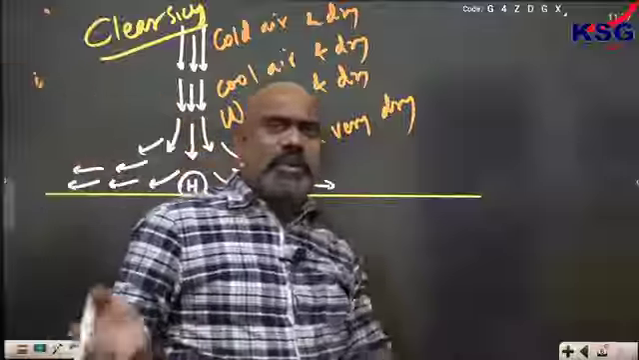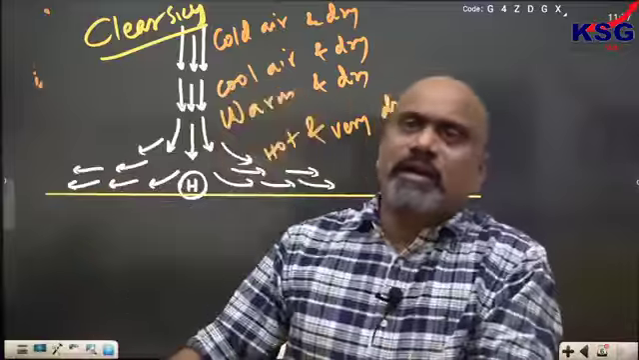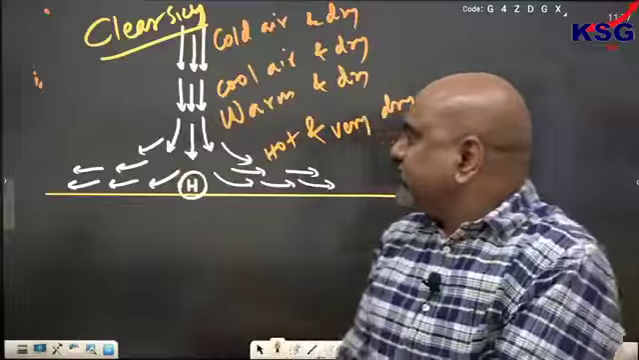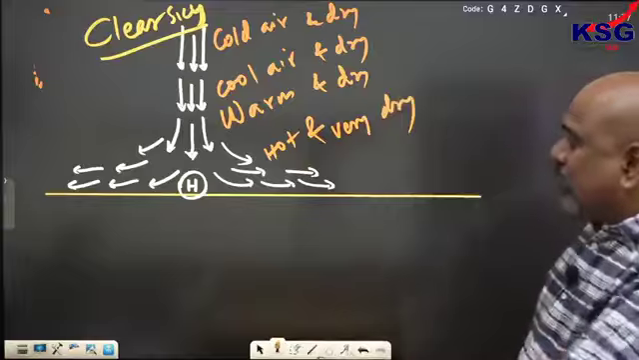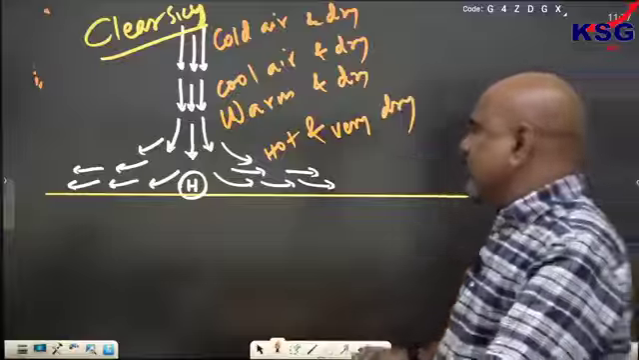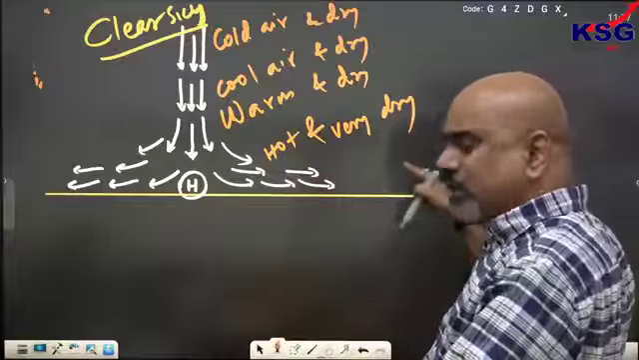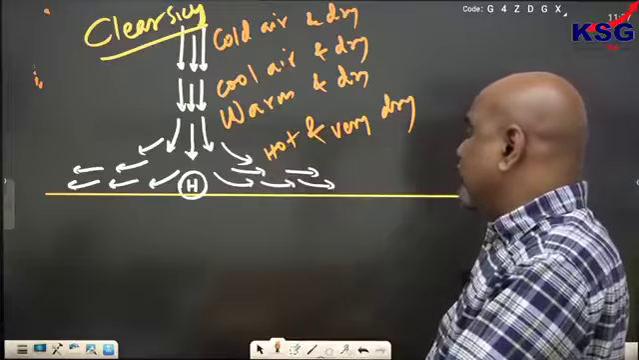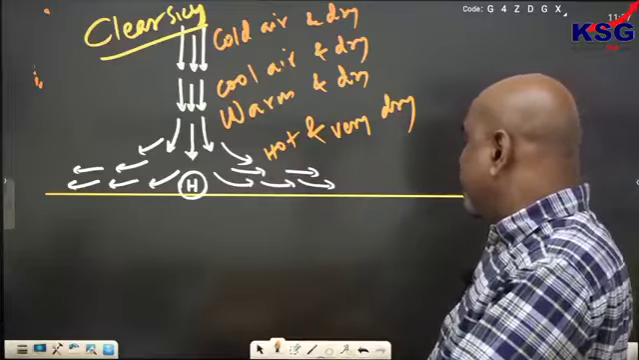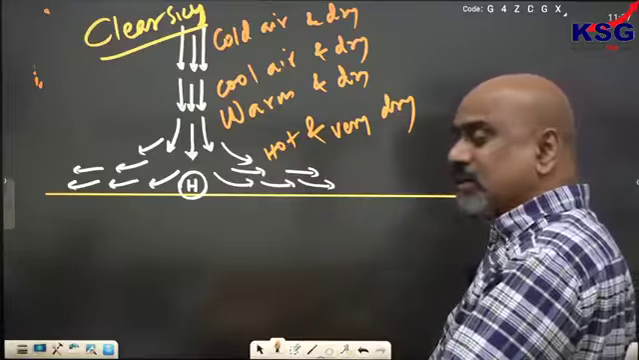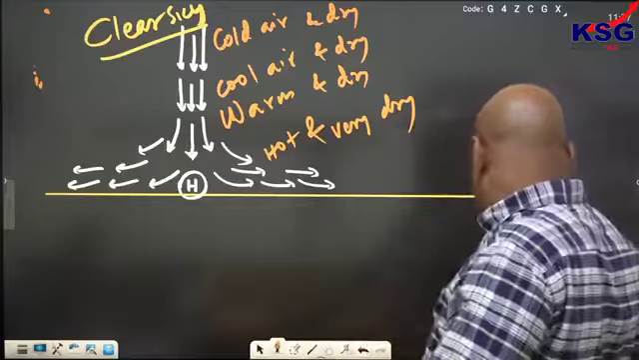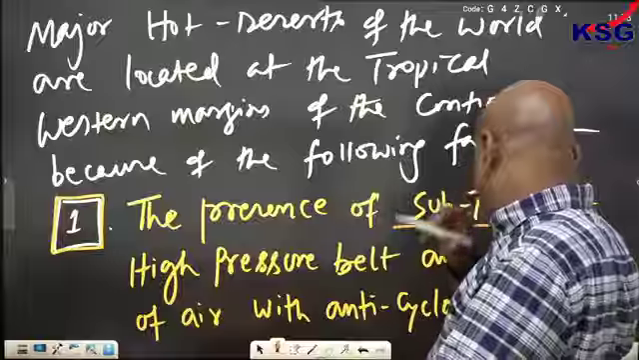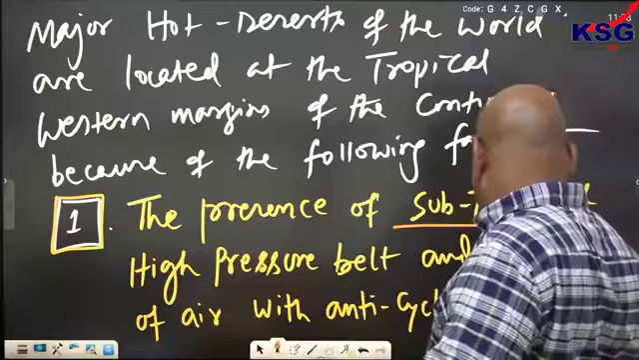If you go from bottom to top, temperature decreases. So if you come from top to bottom, what will happen? Temperature will increase. Here the descending air, temperature will increase. Now because of friction, temperature again will increase, hot and dry. Now this is the first cause I said: anticyclonic conditions, divergence of the air. The presence of subtropical high pressure belt and the sinking of the air with anticyclonic condition.